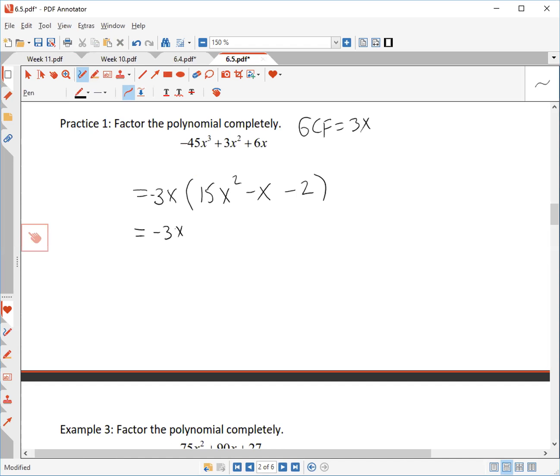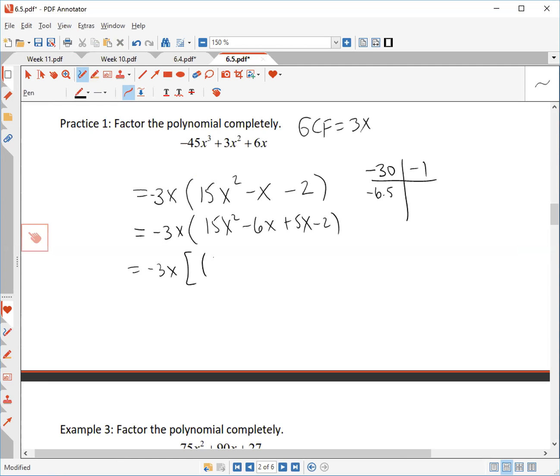Okay, so you factor out the negative 3x as a GCF. And then what we have left over is a trinomial whose leading coefficient is not 1. So we take the AC method and we use negative 30 to get negative 1. So we have negative 6 and positive 5. So we replace the negative x with negative 6x and 5x.